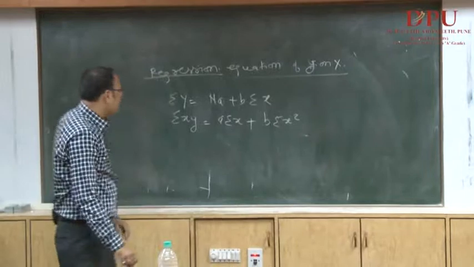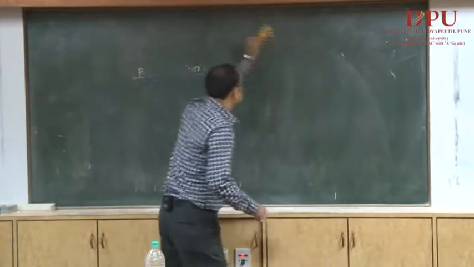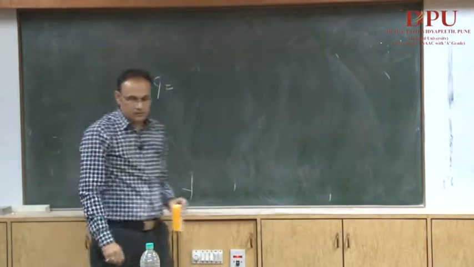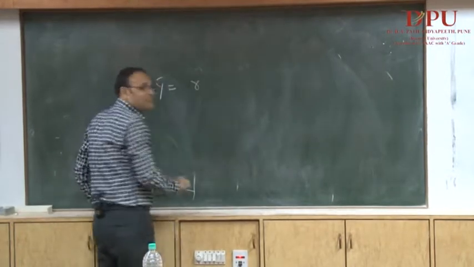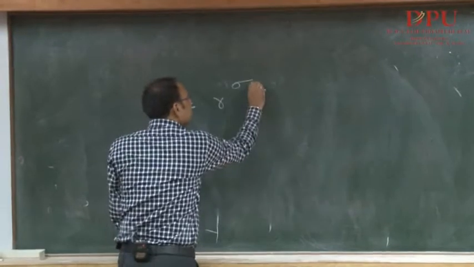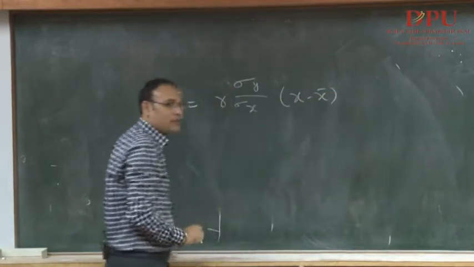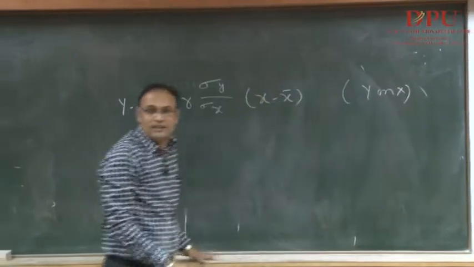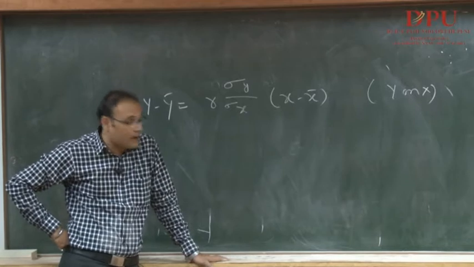Write y minus y bar equals to r sigma y divided by sigma x, in bracket x minus x bar. This is my first equation, which we call the line of regression y on x, right? This is the first equation, which we call the line of y on x.